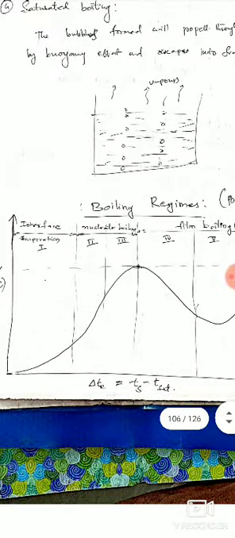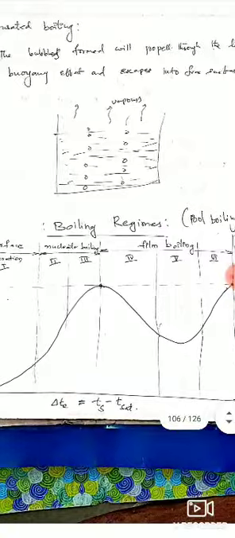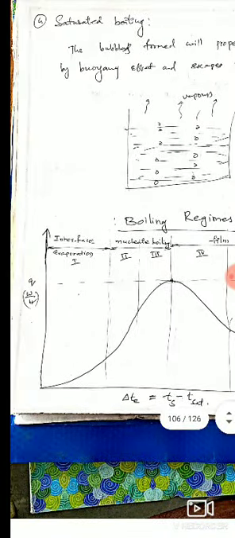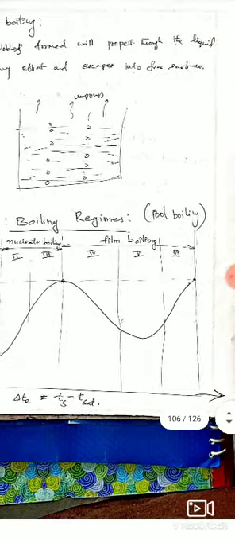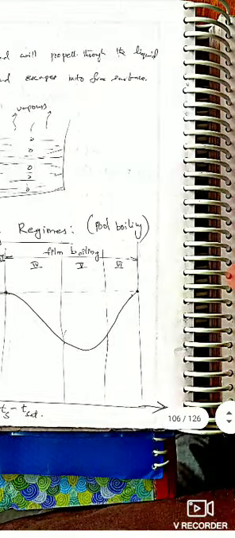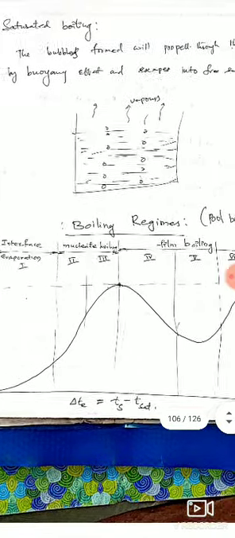So just go through these points, and again we will continue our class with boiling regimes, especially for pool boiling. In boiling regimes, you will see what the stages are, how the liquid is getting boiled, and how it is getting converted to a complete vapor. So what are the stages?